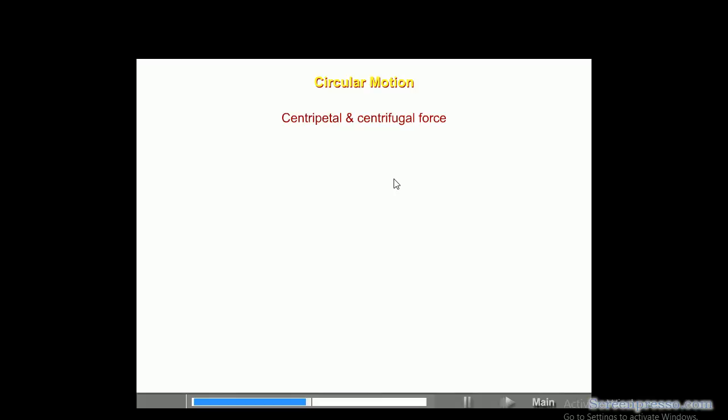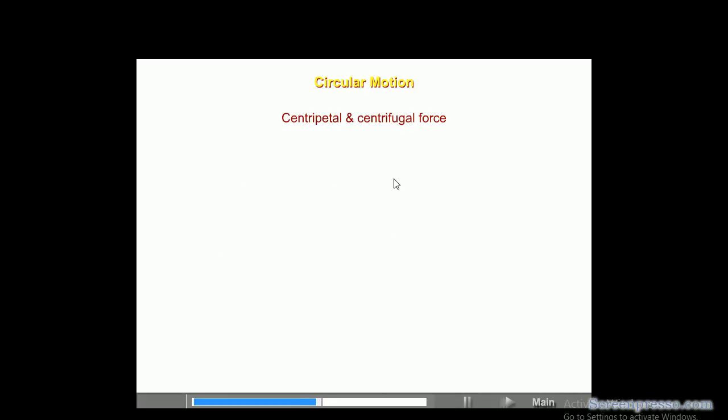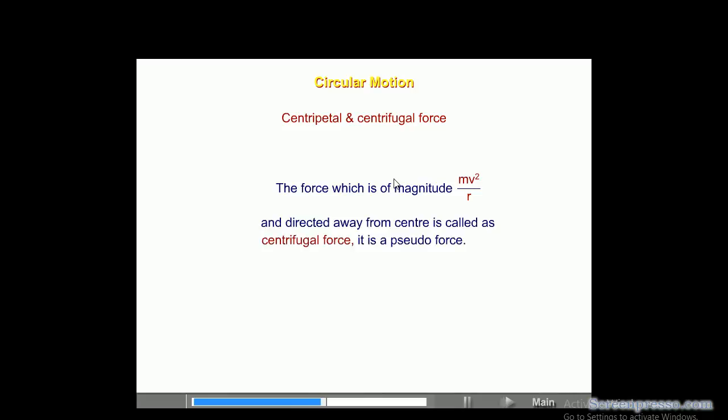Centripetal and centrifugal force. The force of magnitude mv²/r, which is directed towards the center of the circle, is called centripetal force. The force which is of magnitude mv²/r and directed away from the center is called centrifugal force. It is a pseudo force.